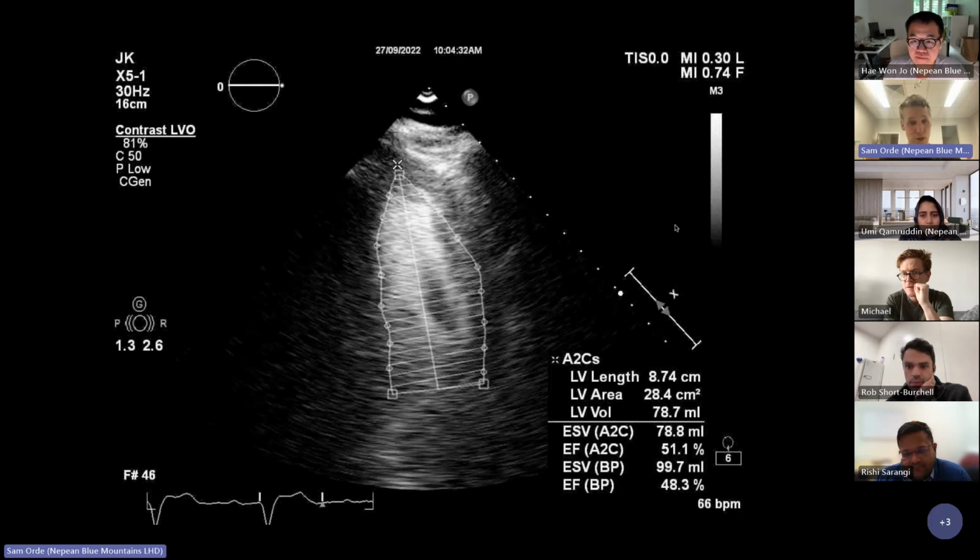So your eyeball is pretty good at picking it up. But if we're trying to be accurate, or if we're trying to look for regional wall motion abnormalities or to look for clots in the heart, contrast echo is insane. It's just perfect. It's not super cheap, but it's okay.